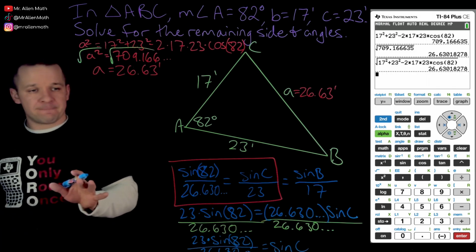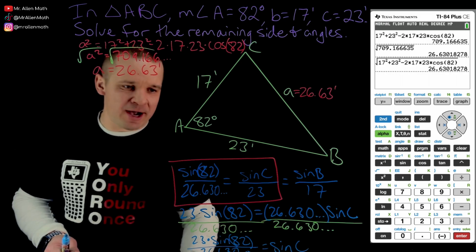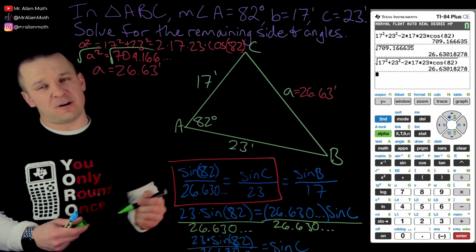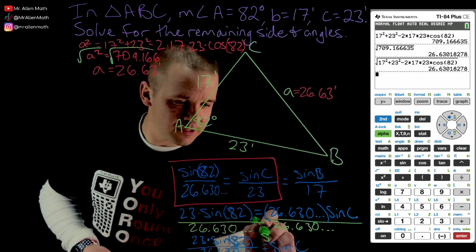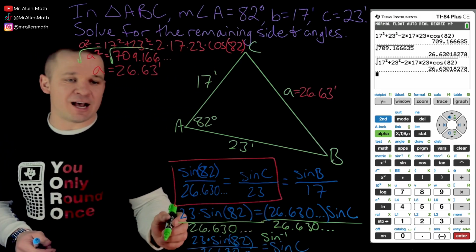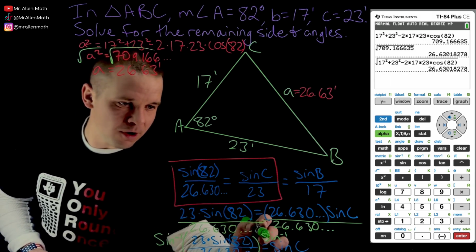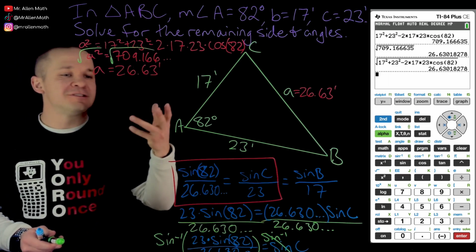Okay. How am I going to get C by itself? Well, to get C by itself, I'd have to undo sine. I can't divide by sine. It's a function. I can do, however, inverse sine. So sine inverse on that side, I got to do it to this side, sine inverse. I can type all that in at once, and I will get angle C.